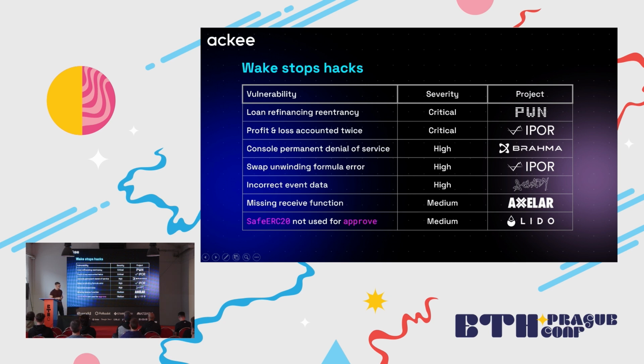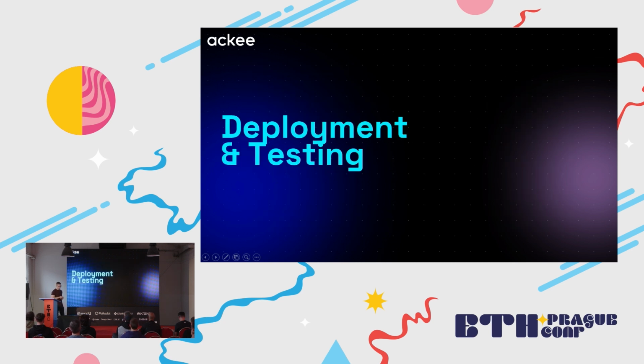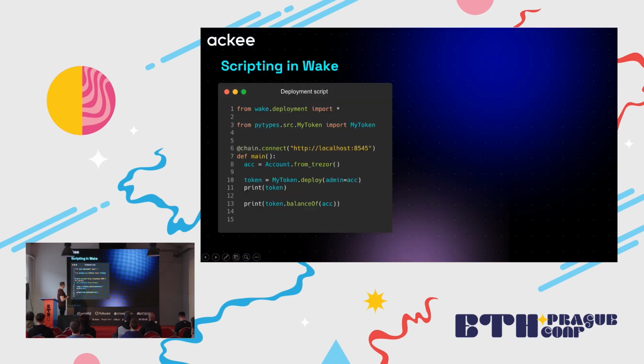All right, so let's now focus on deployment and testing. I've got a very simple example here of a deployment script. So this is how a very simple deployment script may look like in Wake. First of all, we import from wake.deployment all the necessary stuff we may need to use.